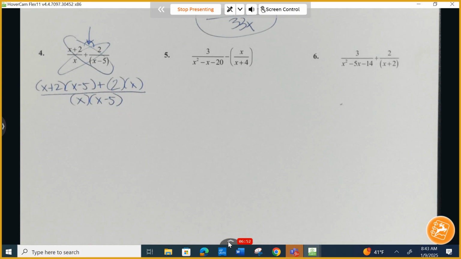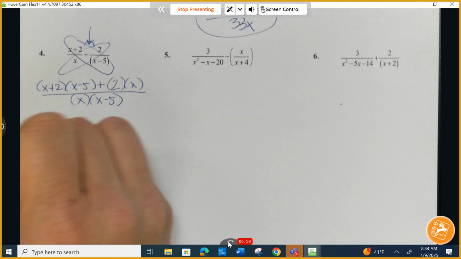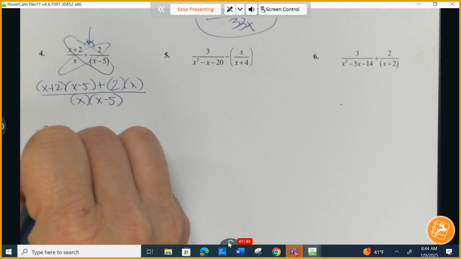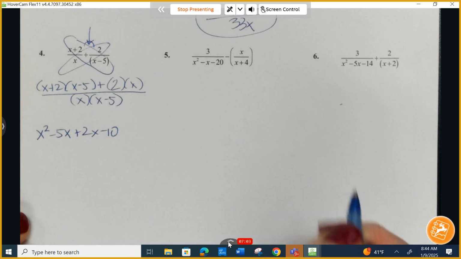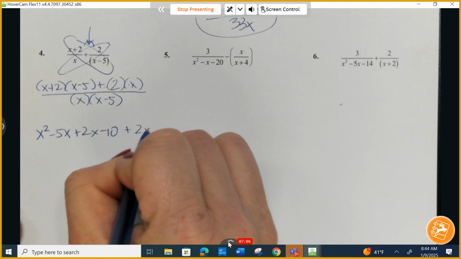I'm going to start by FOILing the numerator on the left-hand side. I'm going to go through it pretty quickly. So remember, FOIL is front, outside, inside, last. Front, outside, inside, and last. And then over here we have a plus 2x.